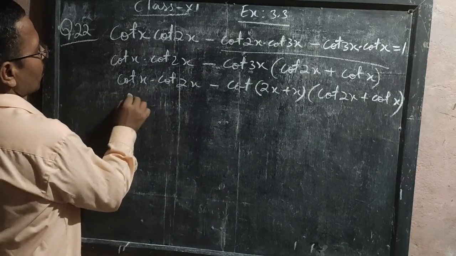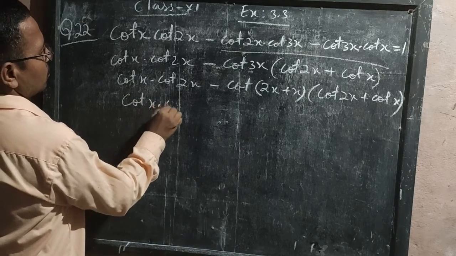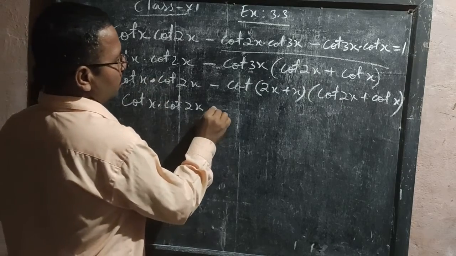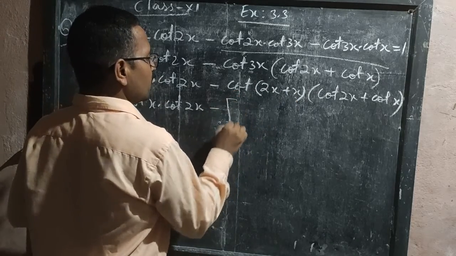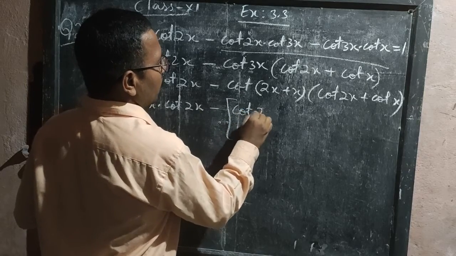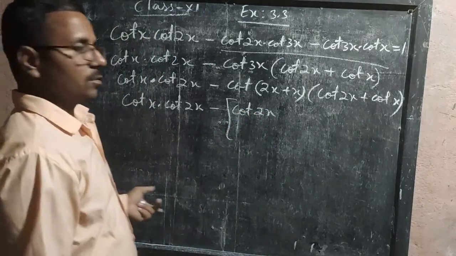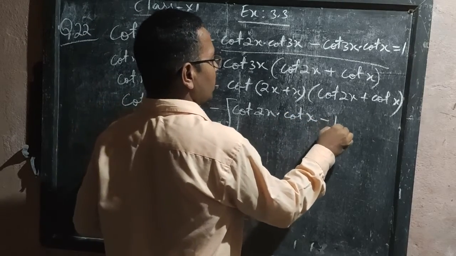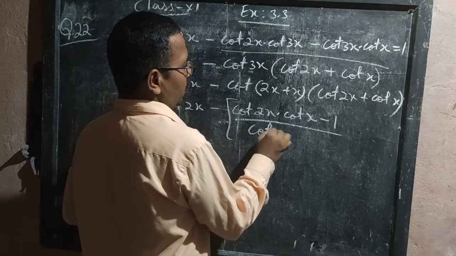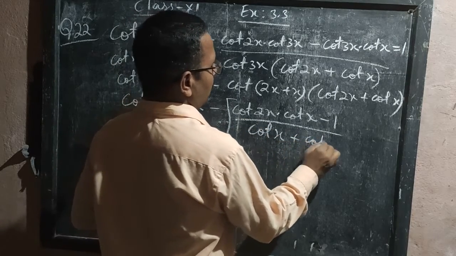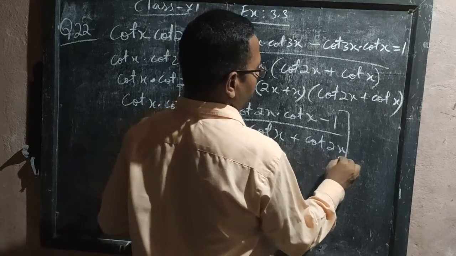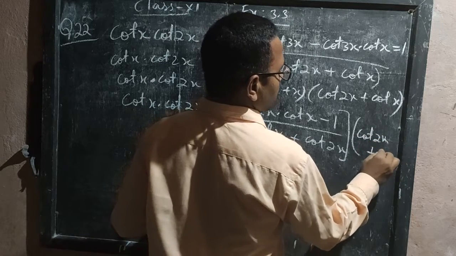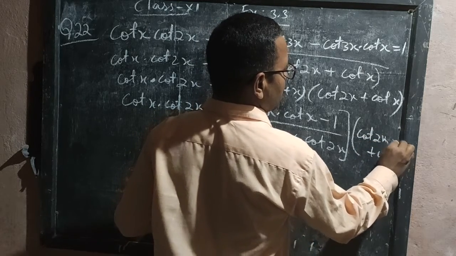So cot x into cot 2x, this one is into. Minus, using that identity, cot a into cot b minus 1 upon cot b plus cot a, that is cot x plus cot 2x, close the bracket. In the next bracket, cot 2x plus cot x. So we will get this much.